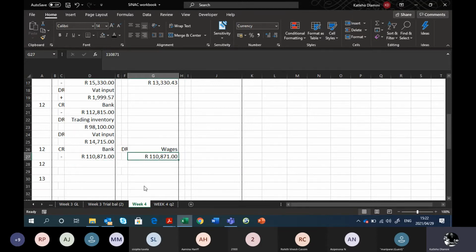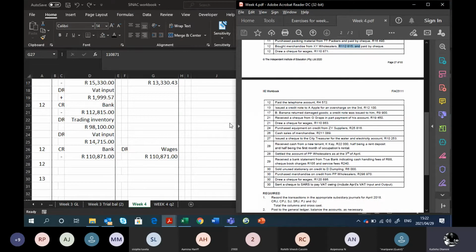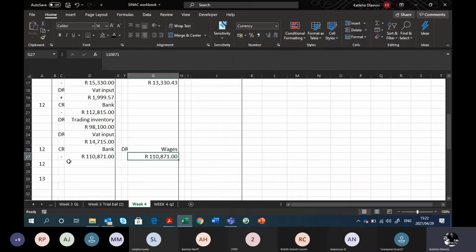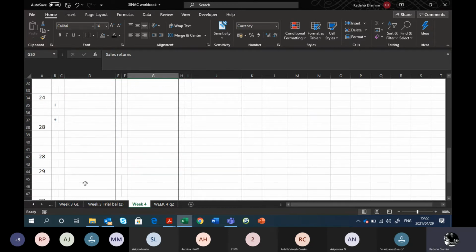Okay, then the last one I'm doing, and then you're going to do the rest of them. Paid telephone account for 4,572 Rand. You're going to credit your bank account with this amount, right? And then you are going to then credit your telephone account with this amount as well. All right. So now you're going to do the rest for me.